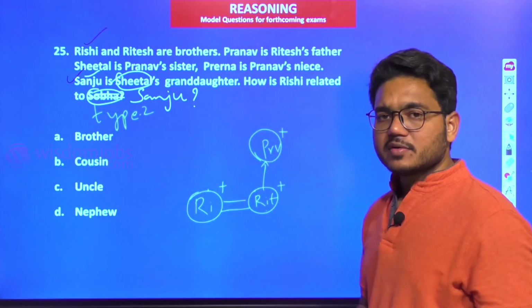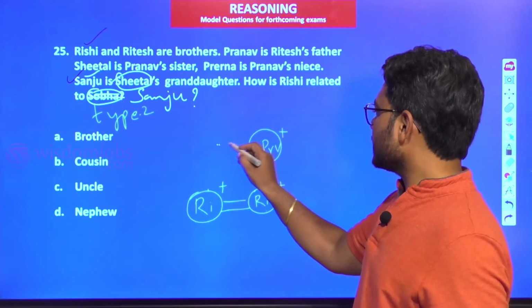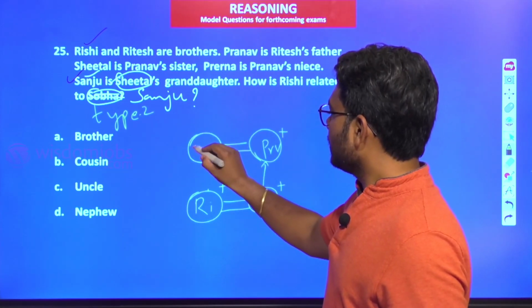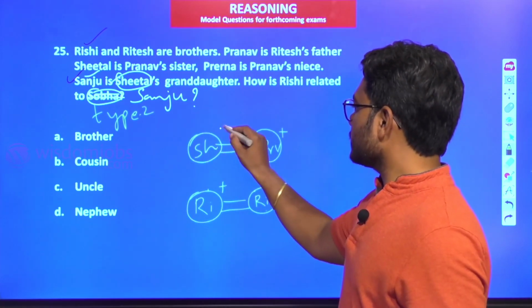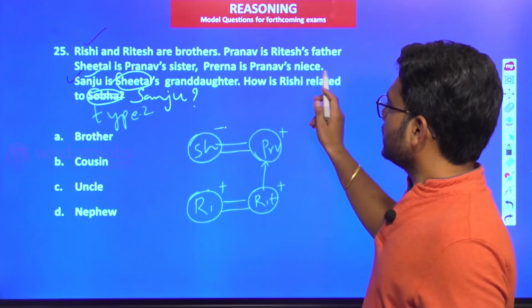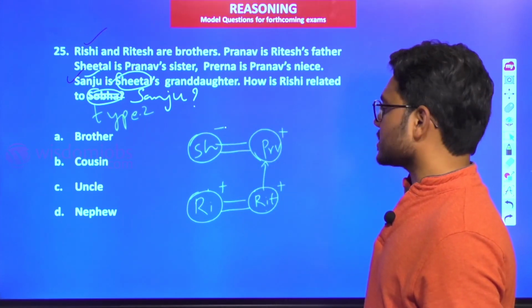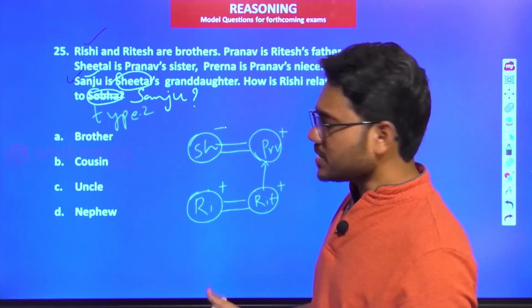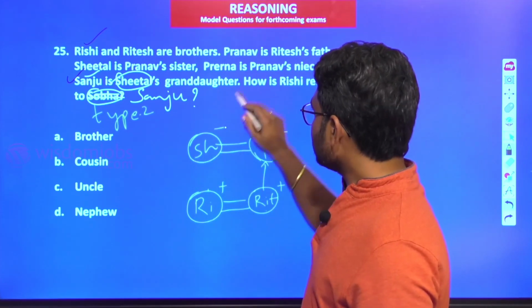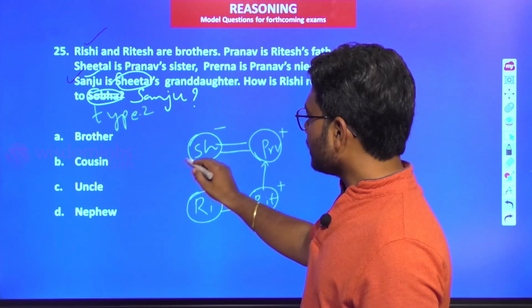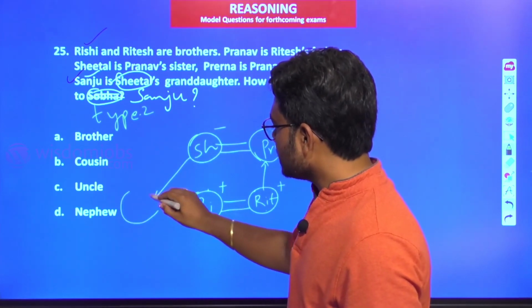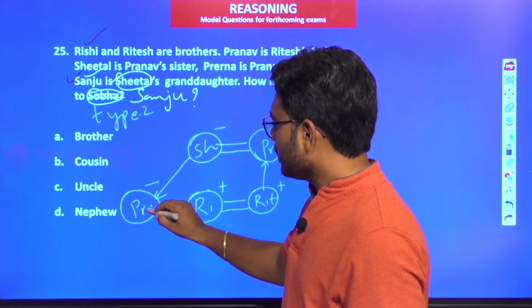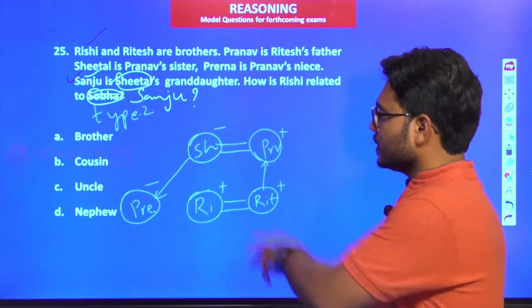Then Sheetal is Pranav's sister, female. Then Prerna is Pranav's niece. Pranav's niece in the sense that Prerna must be the daughter of Sheetal.